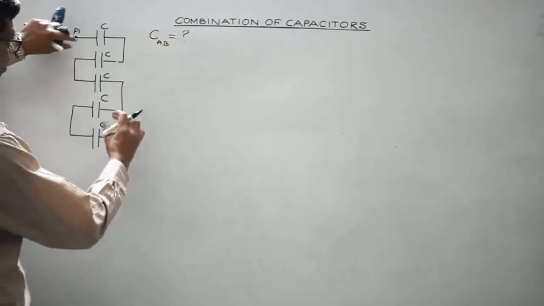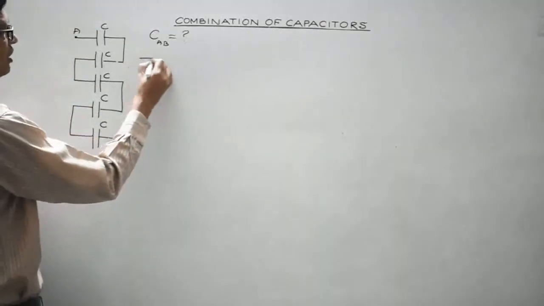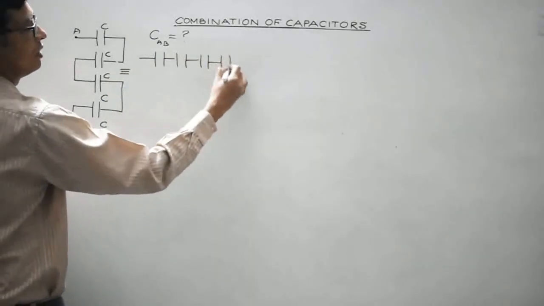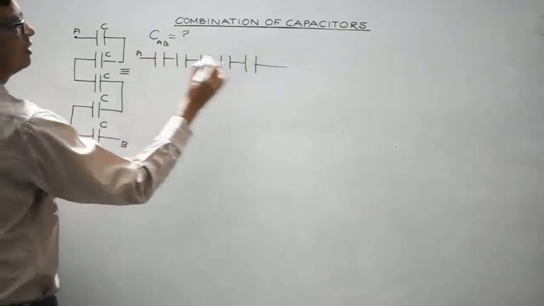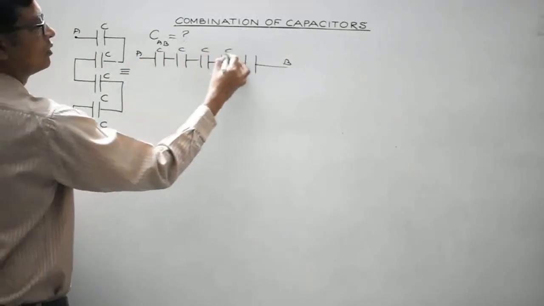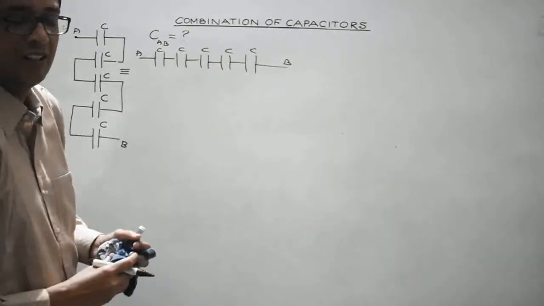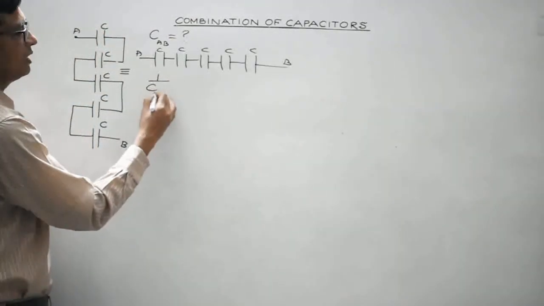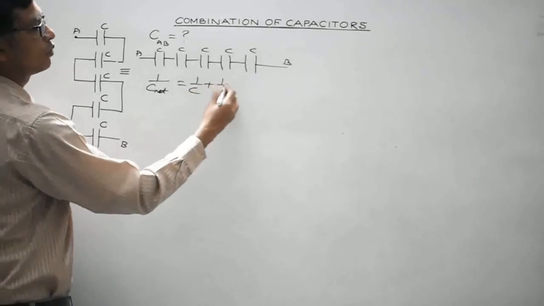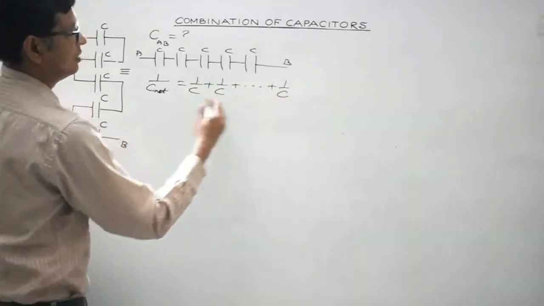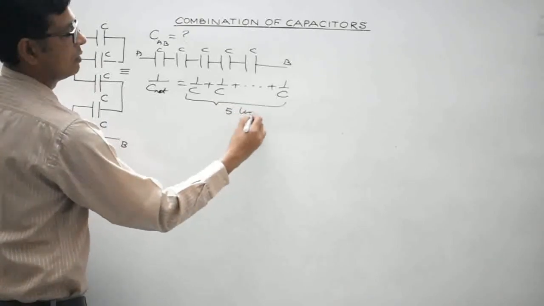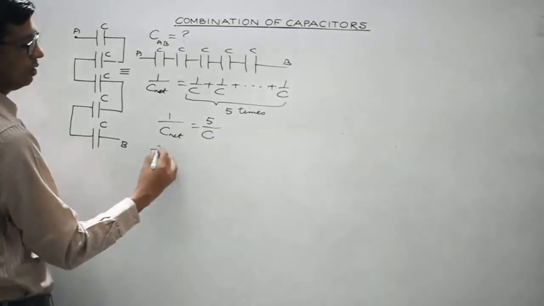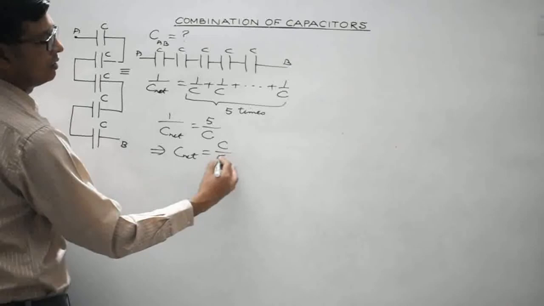What to do is, you can simply stretch it. On stretching, the equivalent circuit would be like this. This is A and this is B. Obviously, they are connected end to end. So it must be the case of series grouping of capacitors, isn't it? So as per the formula, 1 by C net would be equal to 1 by C plus 1 by C plus 1 by C. How many times? 5 times. So what do you get? 1 by C net is equal to 5 by C, or the net capacitance between the points A and B is C by 5.